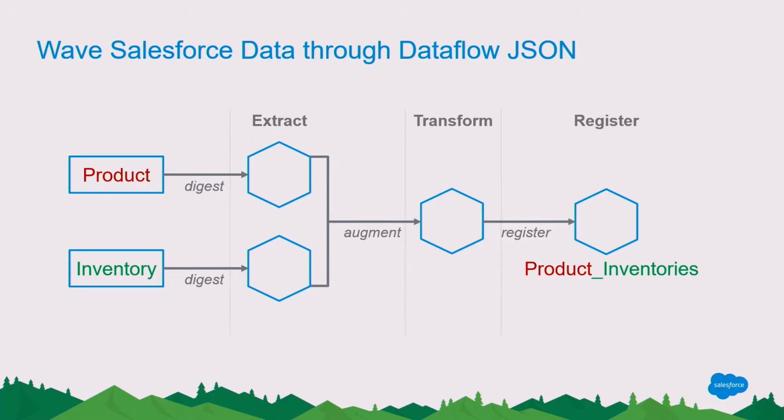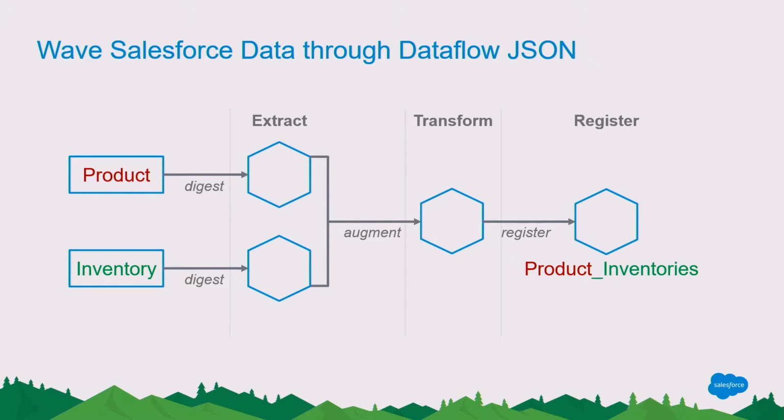So how does this look? You have products and inventory data. You can extract using digest. You can transform using augment. And you can register using register. So finally, when you have this execution in Wave Analytics, you would have a data set named products_inventories.